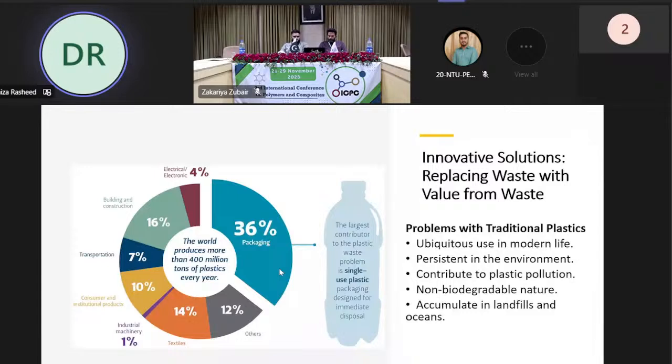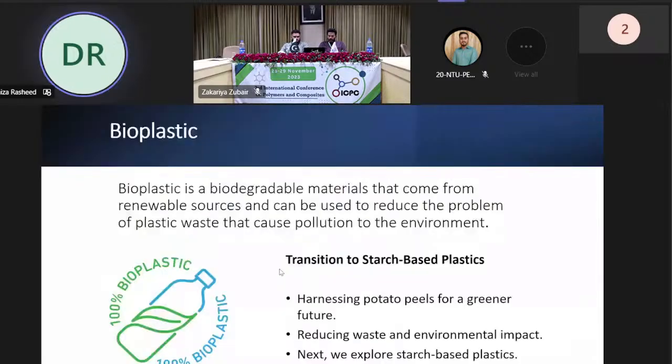this is something which I think everyone knows at the moment. So then we thought, yes, we could use this starch and this protein material for the production of bioplastics, and because these substances would be bio-based, we could use them for the production of bio-based biodegradable materials that come from renewable sources, and can be used to reduce the problems of plastic waste that cause pollution to the environment.